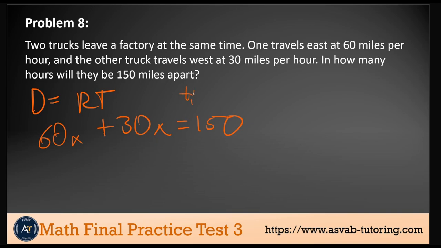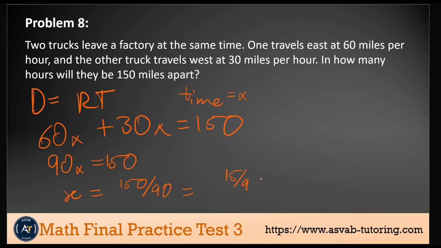So we have time equal to x. So we have 90x equal to 150. So we have x equal to 150 over 90, which equals 15 over 9, which equals 5 over 3, which equals 1 2/3 hours.